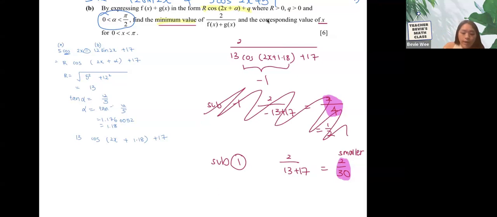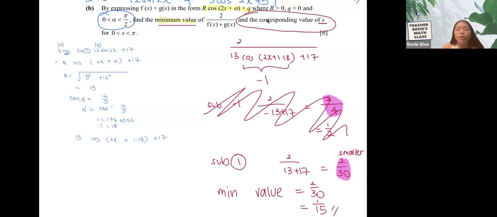All right, so you're right there. Minimum value equals to 2 over 30, which, simplify, remember, is 1 over 15. Okay, here comes another part. So you got 2 marks, another 2 marks, 4 marks already. Here come the last 2 marks. And the corresponding value of x.